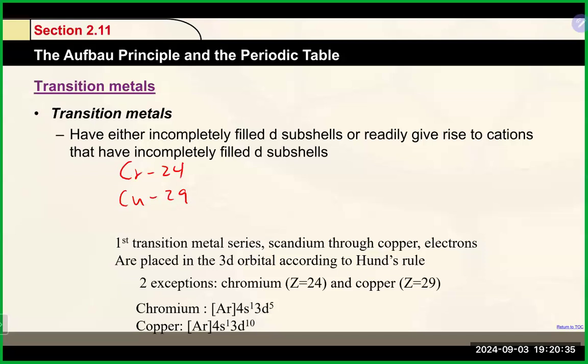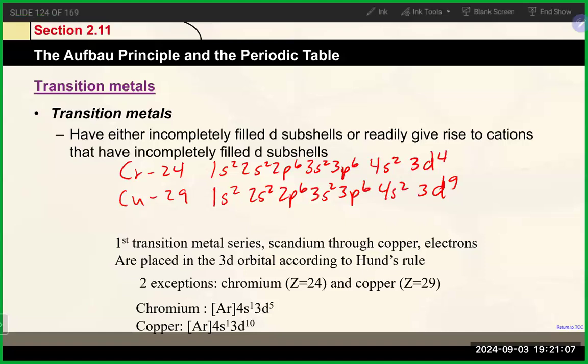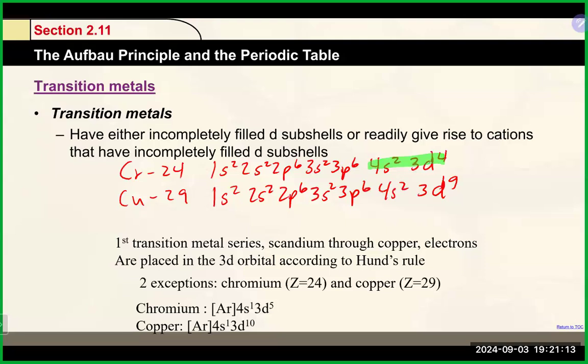If you follow the electron configuration, that little chart that we had before, you would have 1s2, 2s2, 2p6, 3s2, 3p6. Remember that our 4s comes next, 4s2, 3d4. And if you did that for copper, it'd be 1s2, 2s2, 2p6, 3s2, 3p6, 4s2, and 3d9. Now, the exception actually comes at the end here, and it is this part of the configuration.